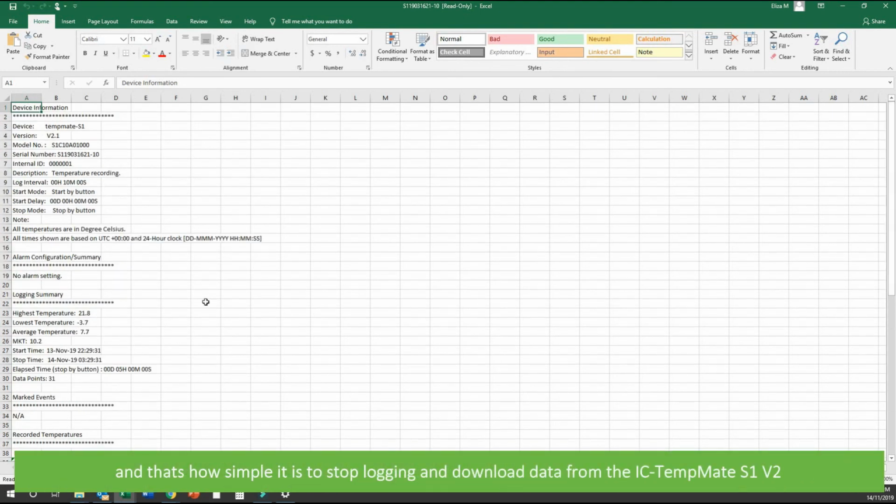And that's how simple it is to stop logging and download data from the IC-TempMate S1 V2.